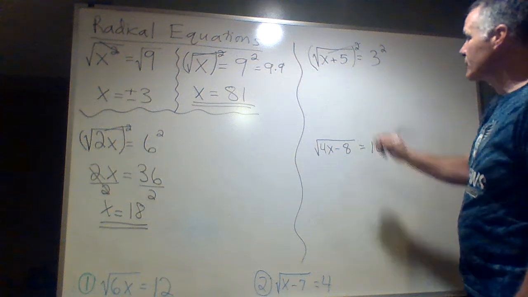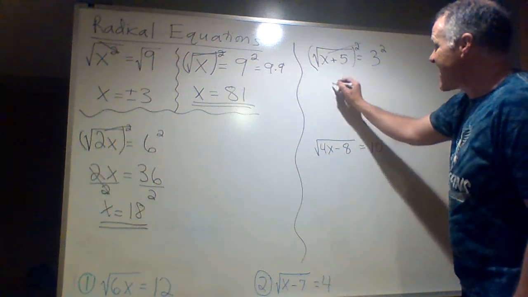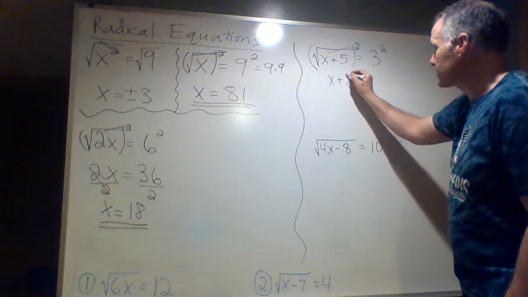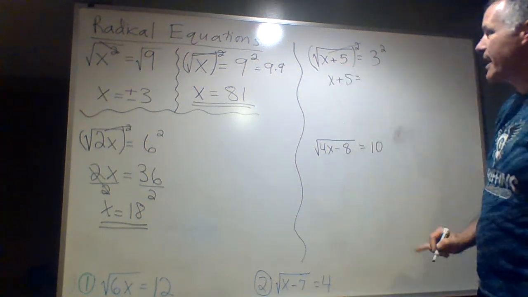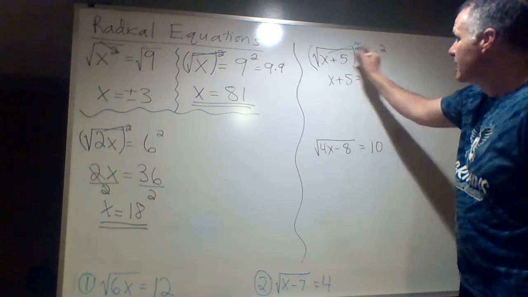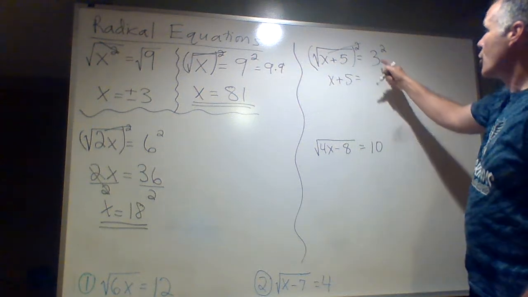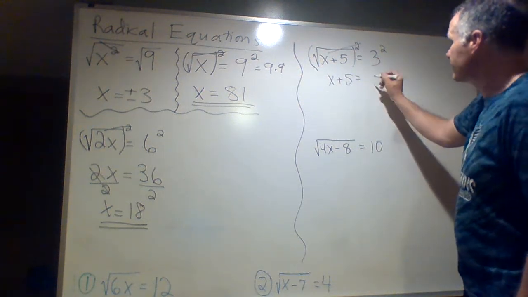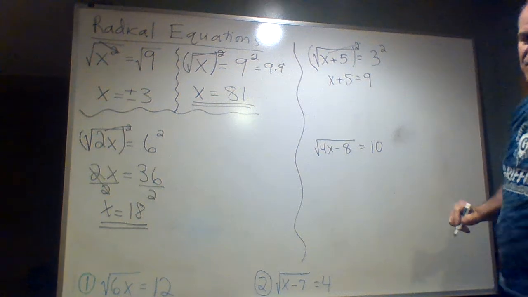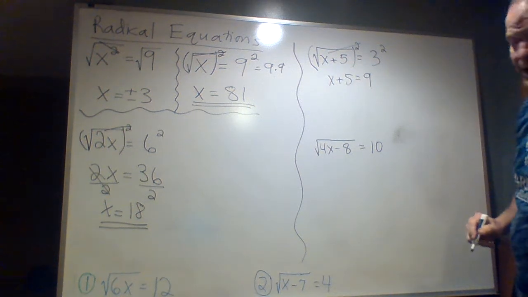Whatever I do to one side, I do the same to the other. So I'm going to do 3 squared. So the inside now can come out. So x plus 5 is allowed to come out of the radical because I canceled the radical. See? The square canceled the radical. 3 squared, 3 times 3, 9.